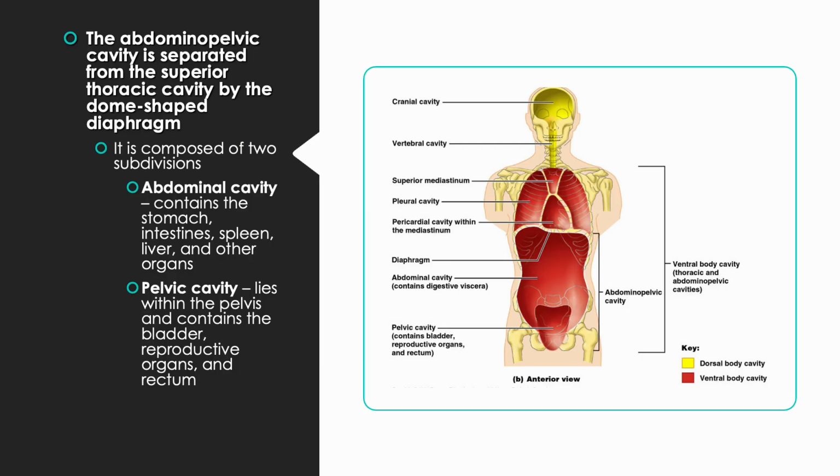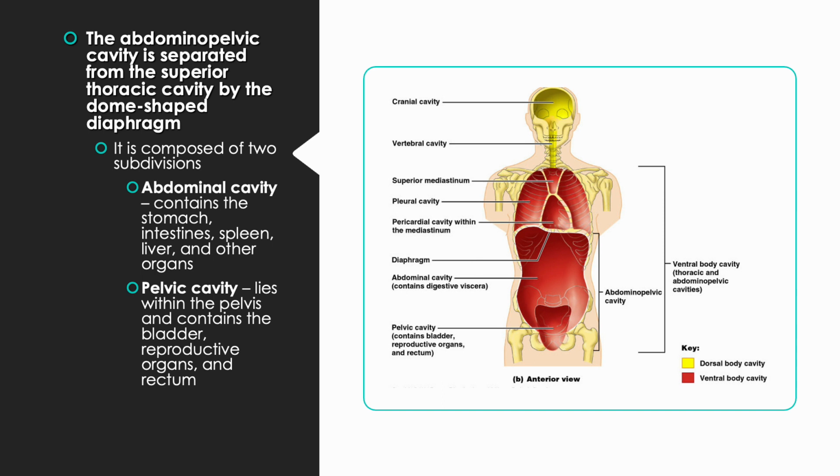So next we have the abdominal or the abdominopelvic cavity. Often they are referred to as one, but just know that it can be separated into 2. And within the abdominal cavity, in your abdomen, that is all your abdominal organs. Your stomach, your liver, your gallbladder, your intestines, all of those are in that abdominal cavity.